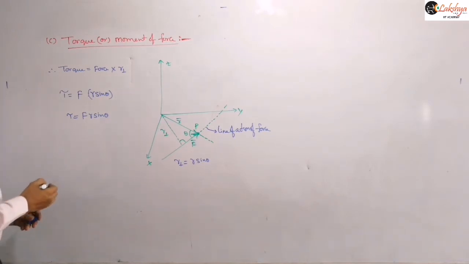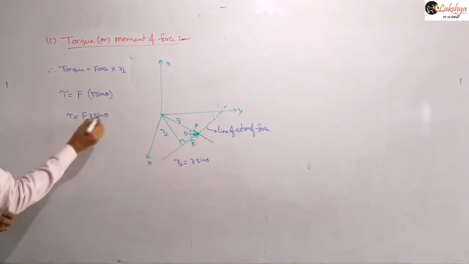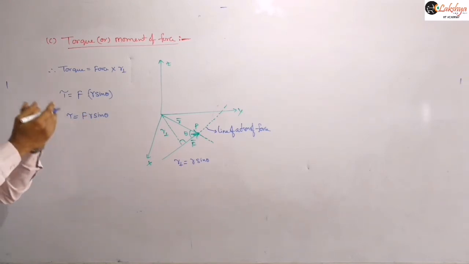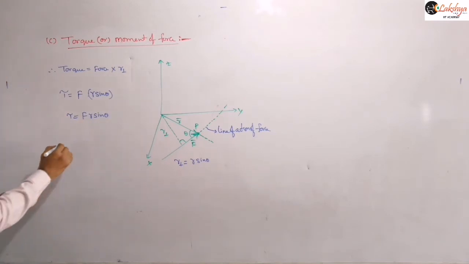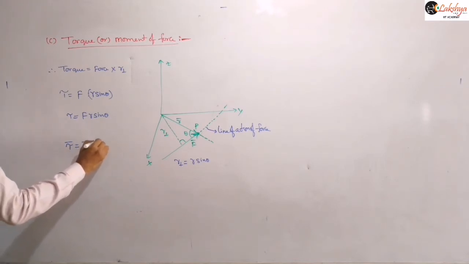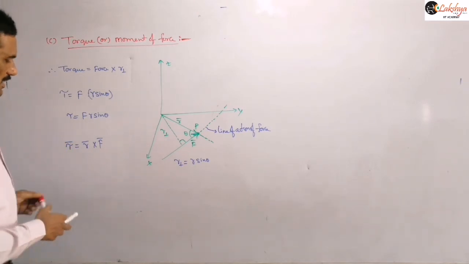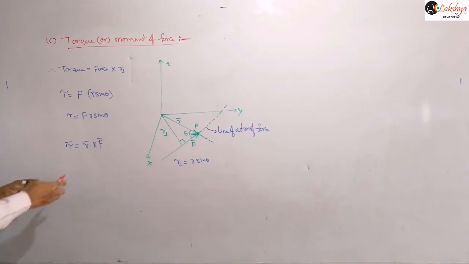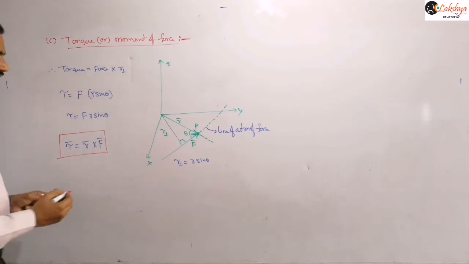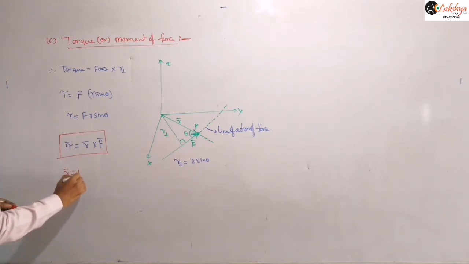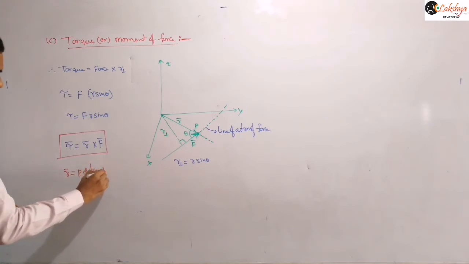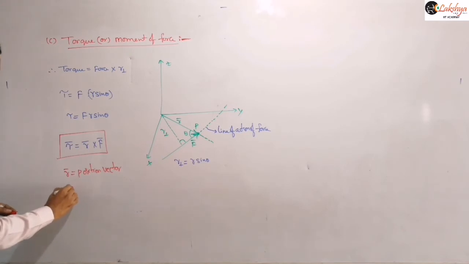And therefore now we can express this in vector form here. Because we know F R sin theta is the magnitude of cross product of R bar and F bar, right? Therefore we can write tau bar is equal to R bar cross F bar. So the torque can be expressed as the cross product of position vector and the force. So R bar is called the position vector and F bar is the force.